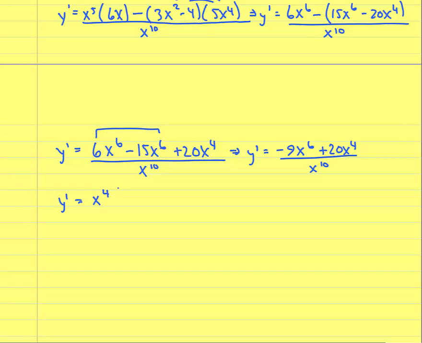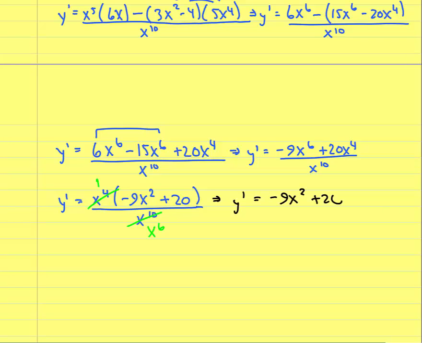So go ahead and factor out that x to the 4th, and I'm left with negative 9x squared plus 5. I'm sorry, that's not right. Plus 20. I was thinking I pulled out a 4. And this is all over x to the 10th. And of course, I have simplification that can occur here. x to the 4th goes into x to the 10th, leaving x to the 6th as the remaining factor. So this implies that y prime is equal to negative 9x squared plus 20 all over x to the 6th.